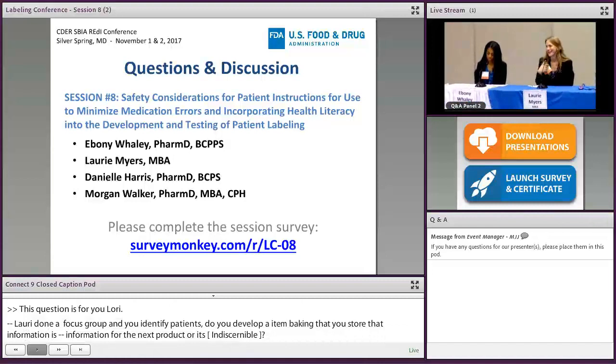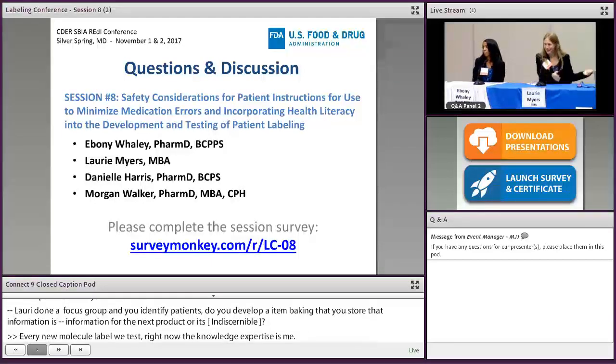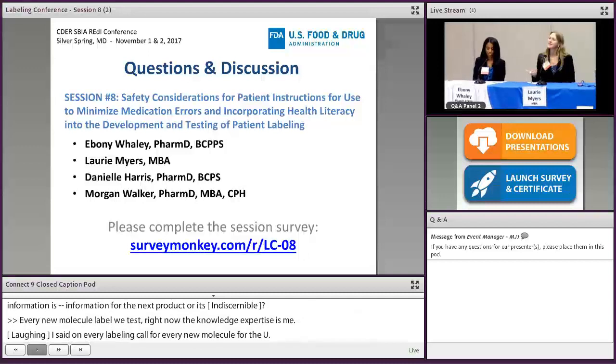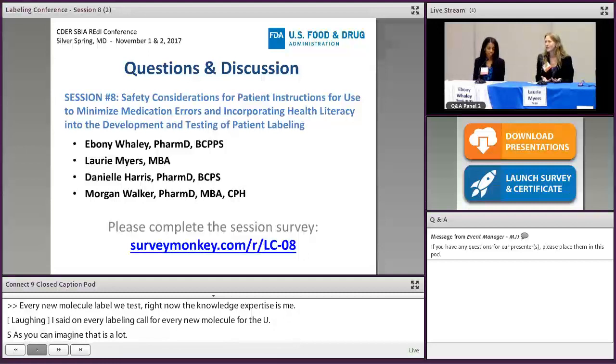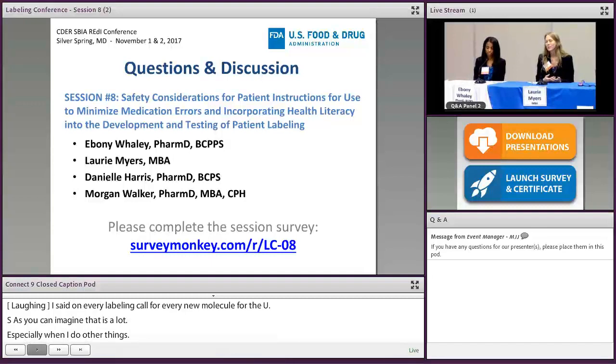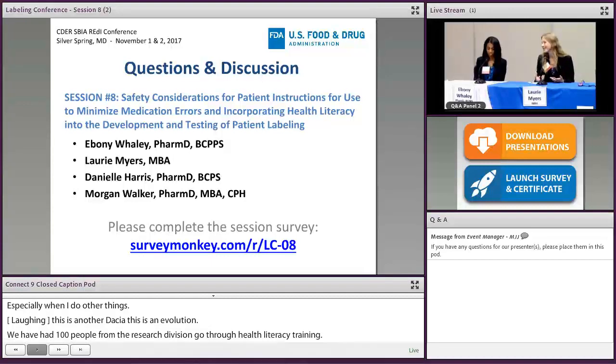Yeah, so every single new molecule label we test, right, if we have new labels. Right now, the knowledge expertise is me. So I sit on every labeling call for every new molecule for the US. But as you can imagine, that's kind of a lot, especially when I do other things. So, again, this is an evolution. We actually just had over 100 people from our research division go through a day of health literacy training a few weeks ago. So we're working on trying to figure out a process on how do we enable people with this skill so that they own it more and I own it less.